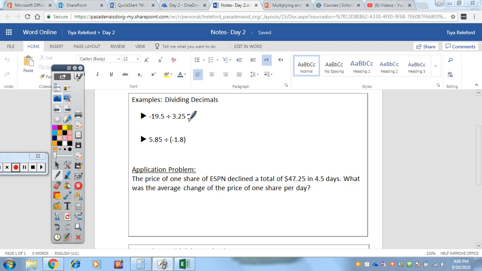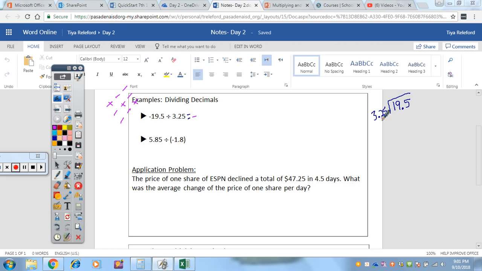So my first one needs an equal sign. It's dividing, so my first number is going to go in the box. And I know my answer is going to be negative because a negative and a positive give me a negative. And if that doesn't make a ton of sense to you, we can talk about it.